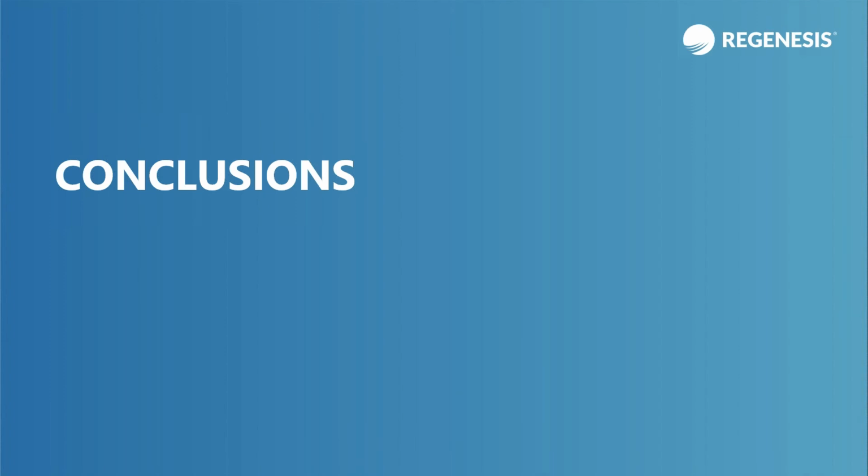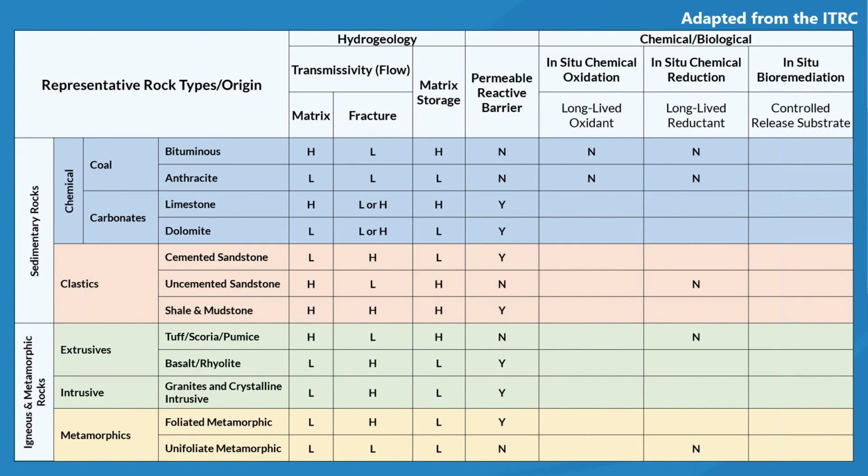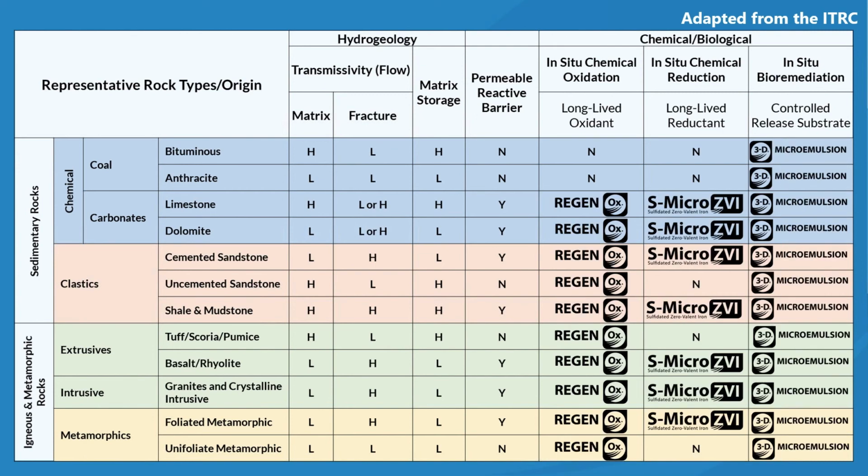So in conclusion, this is a matrix that I've adapted from the ITRC. This is where they are recommending that you can use different technologies. So you can see here you've got long-lived oxidants, which is broadly what Regenox is. You've got long-lived reductants, which is what S-micron ZVI is. And then you have controlled release substrates, which 3DME and ORC would fall into that category as well. And that broadly shows that you can use these sorts of reagents across various geologies.